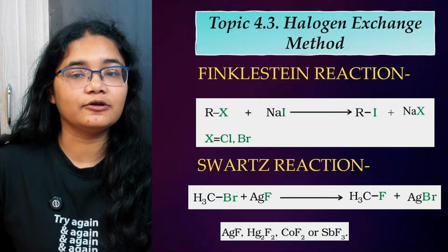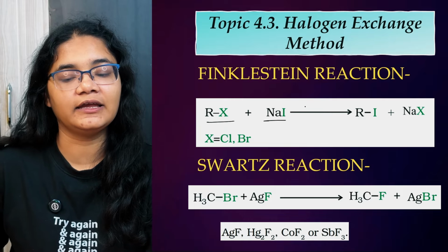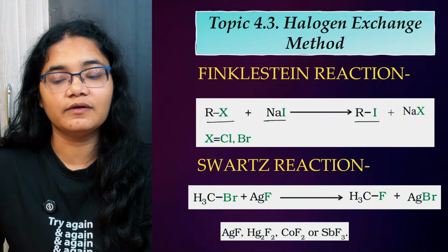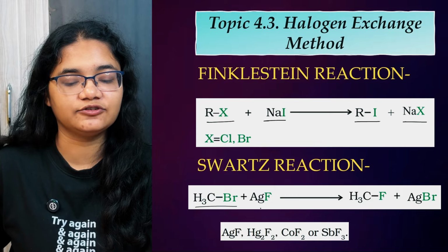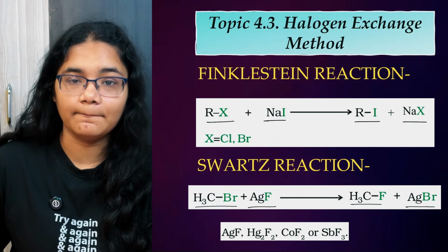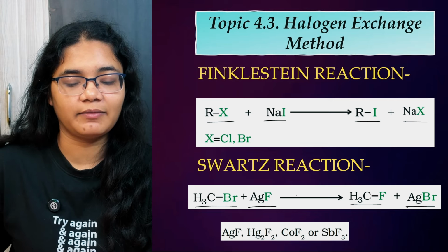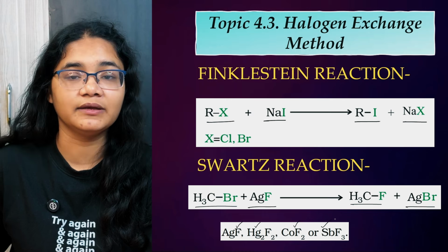Now we'll talk about the halogen exchange method, from the Finkelstein reaction. So if you have RX plus NaI in presence of dry acetone, you will get RI plus NaX. Now Swarts reaction, when you have CH3Br plus AgF, you will get CH3F plus AgBr. Here in case of metallic fluorides, you can use AgF, Hg2F2, CoF2 and SbF3.